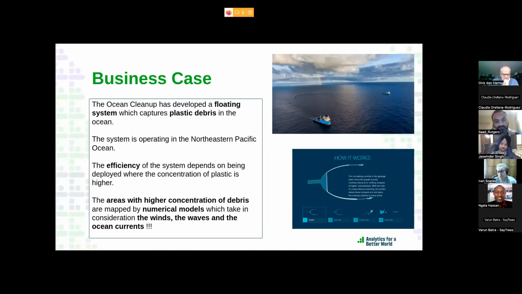Well, we run numerical models in the institution. We run wave models and ocean models, predicting ocean waves and ocean currents. And we run a model that can predict the transportation and accumulation of plastic. And so how do you know that this is going to help us?